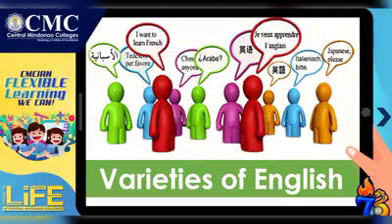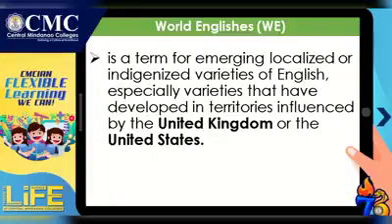Varieties of English. World Englishes, or WE, is a term for emerging localized or indigenized varieties of English, especially varieties that have developed in territories influenced by the United Kingdom or the United States.